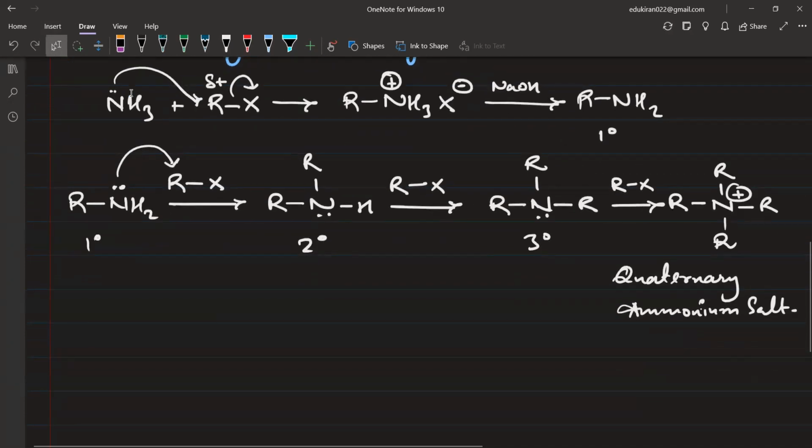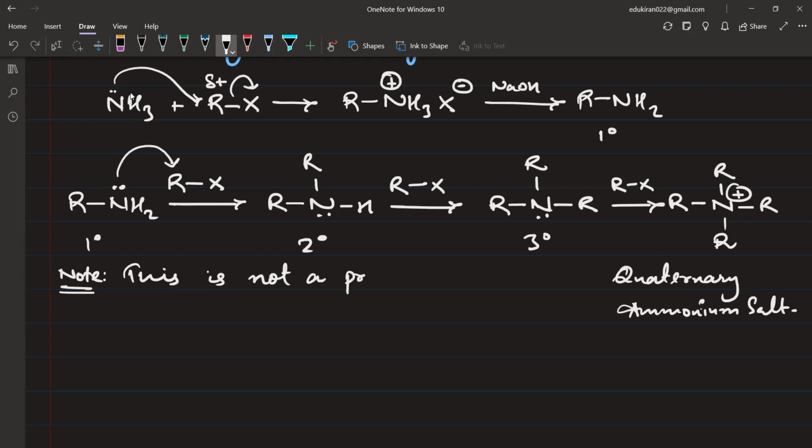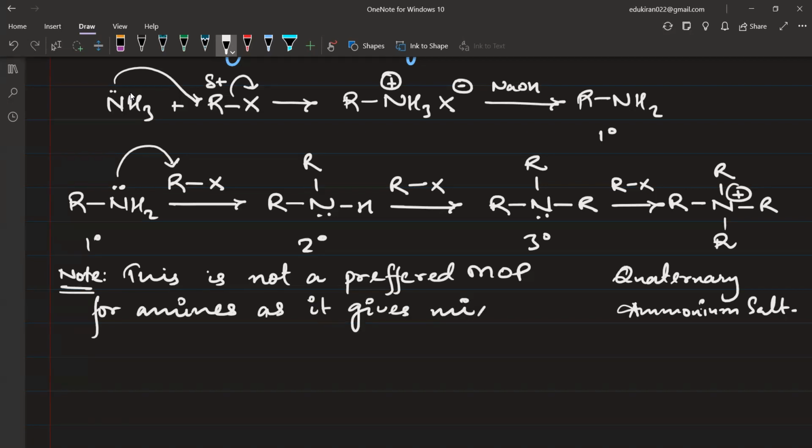And to separate these things is very difficult because they will have similar boiling point, melting point because their molar masses will also be similar. So this is not a preferred method of preparation of amines. Okay? So please write, no. This is not a preferred method of preparation for amines as it gives a mixture of 1 degree, 2 degree, 3 degree and quaternary ammonium salt.